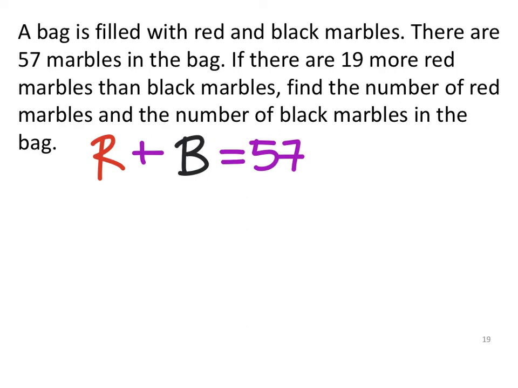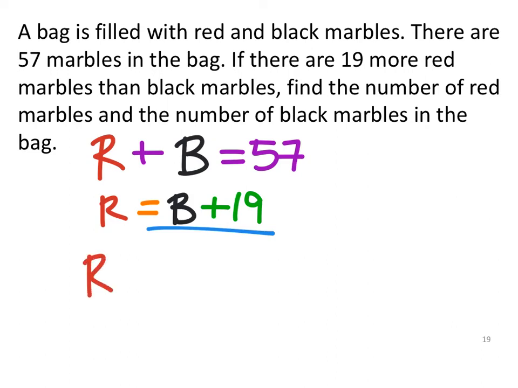If you took all the black marbles and then added 19 marbles, you'd get the red marbles. So the red is equal to the black marbles plus 19 more marbles. And yes, there are different ways to solve this one, but it's a little bit more confusing. So what I know is that red equals black plus 19. If I go back to the other equation, red plus black marbles equals 57.